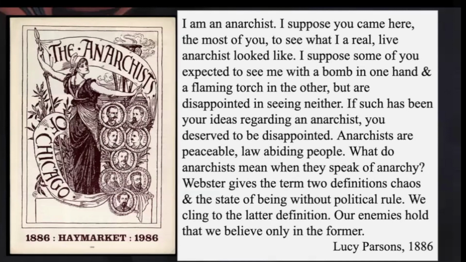What do anarchists mean when they speak of anarchy? Webster, that's the dictionary, gives the term two definitions: chaos and the state of being without political rule. We cling to the latter definition. Our enemies hold that we believe only in the former.